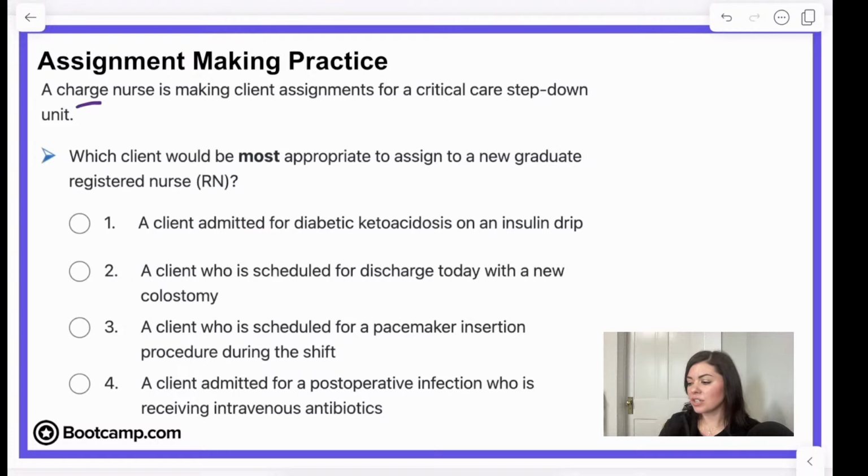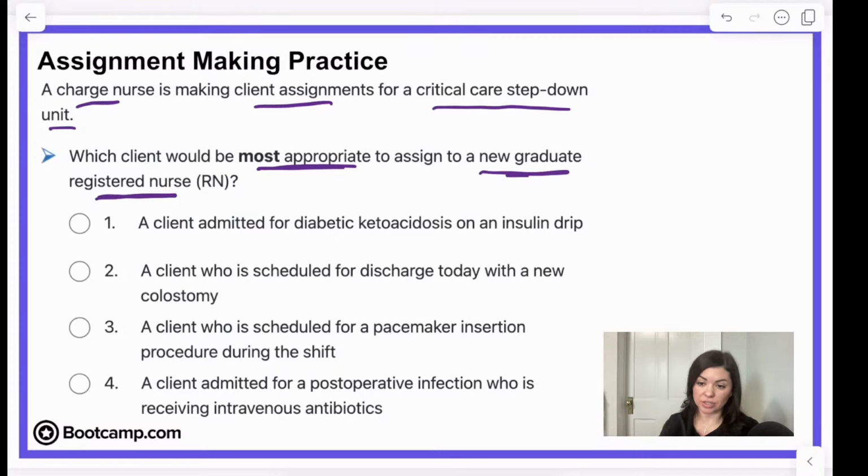So it says a charge nurse is making client assignments for a critical care step-down unit. Which client would be most appropriate to assign to a new graduate registered nurse?